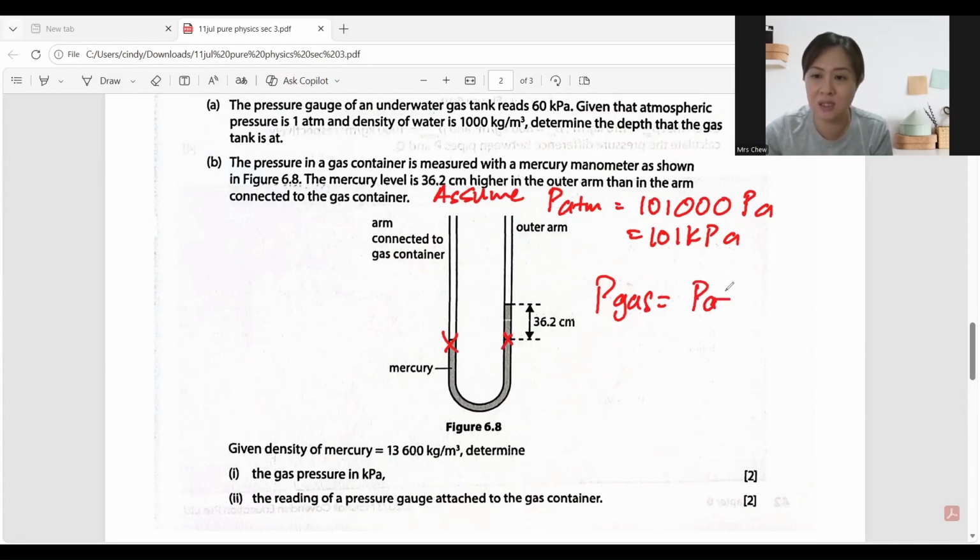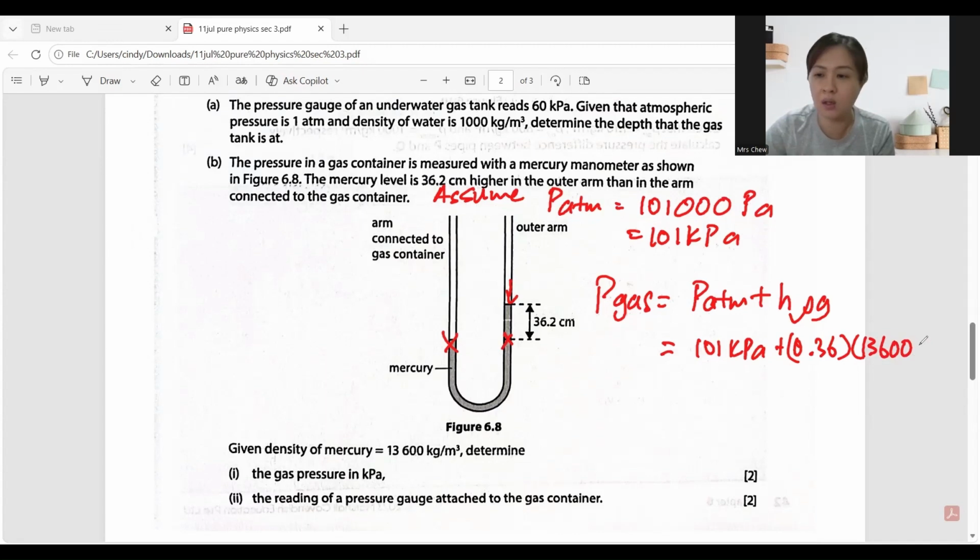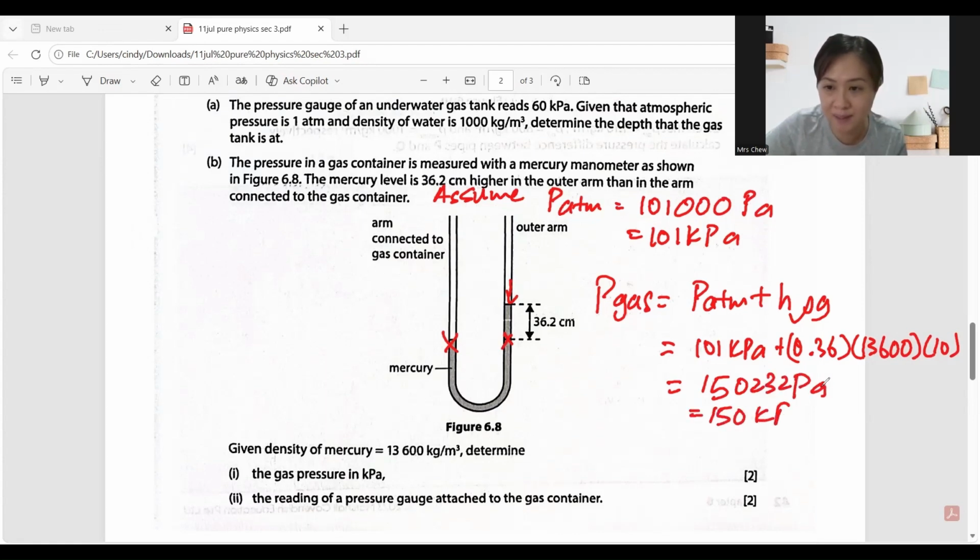So it equals the pressure of the atmosphere and the pressure due to the liquid here, that is mercury. I have 101 kilopascal plus, this one you have to convert to meters, so 0.32 meter, density is 13600, and then G. Then you calculate everything. Let's press the calculator. You get 150,232 pascal, which is 150 kilopascal.